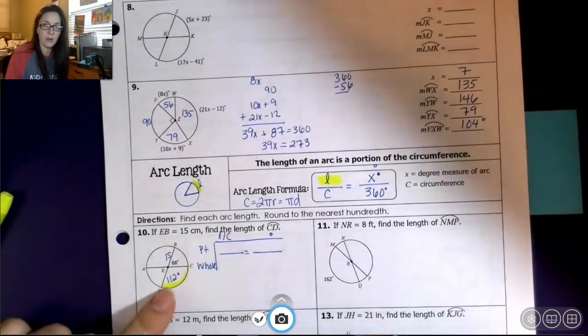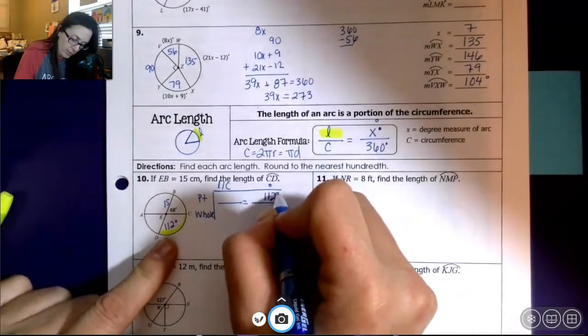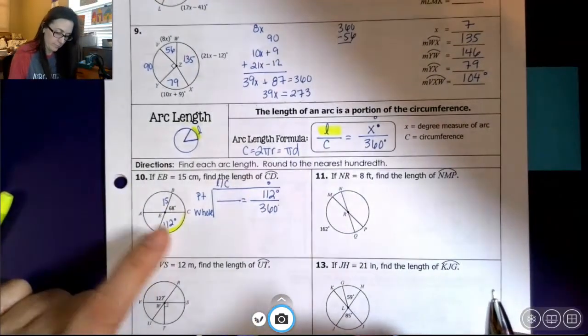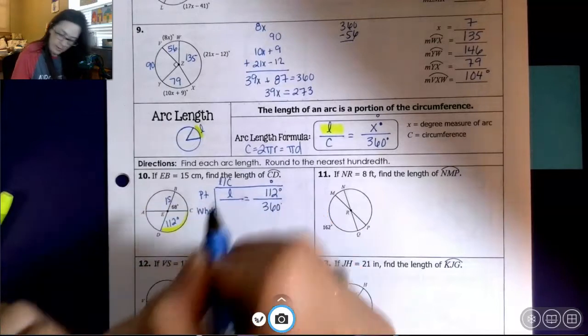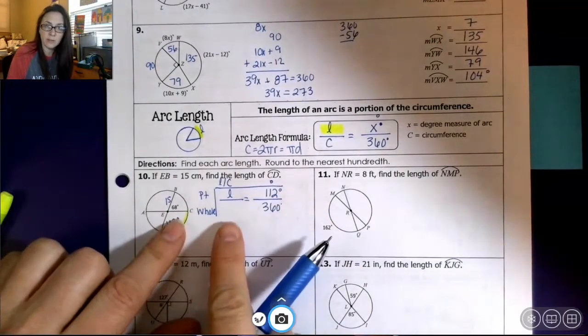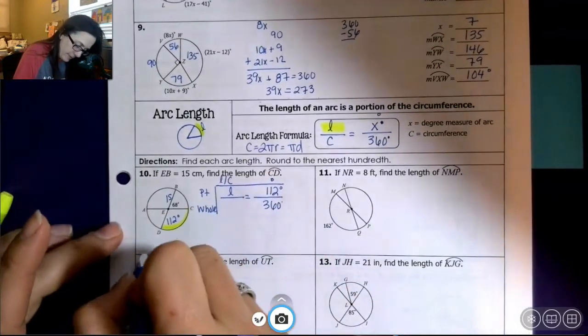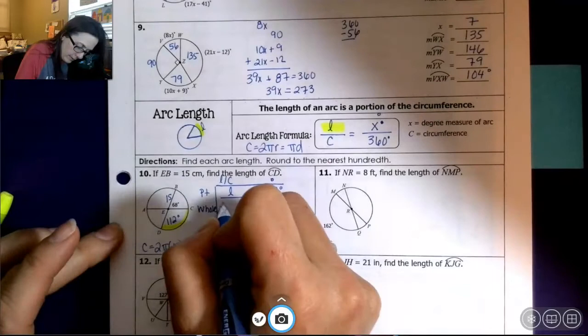That's the degree of the arc I'm looking for, so that degree goes on the top. That's the part over the whole degree. Now, I'm looking for that length right here, the highlighted length. So I need the circumference, which is 2 pi r, 2 pi 15. I get 30 pi.